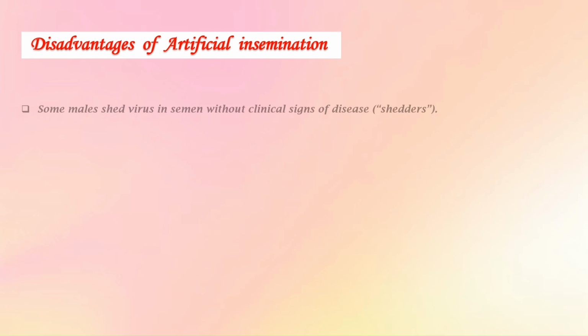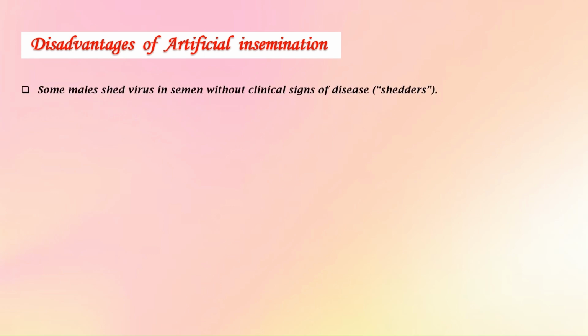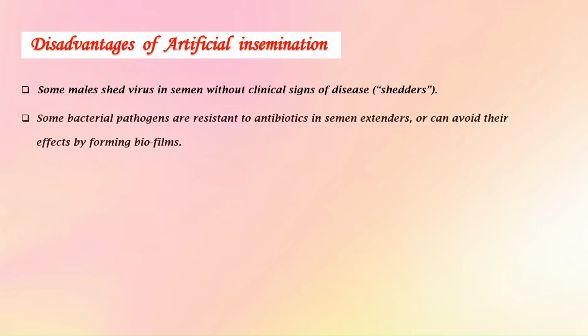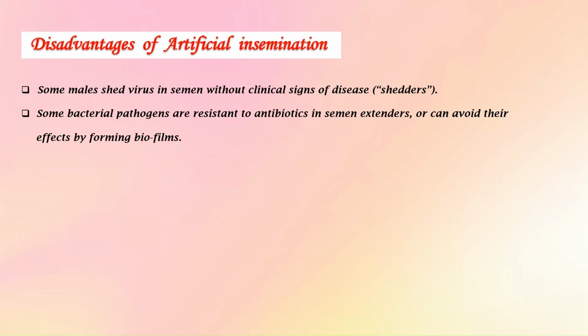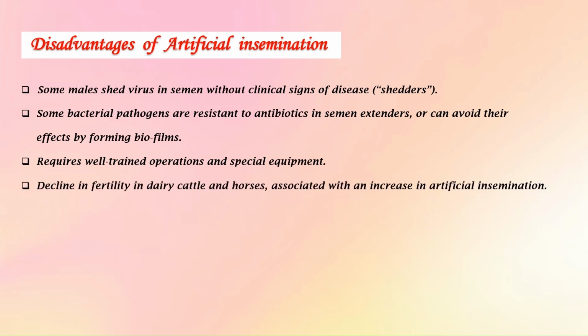Disadvantages of artificial insemination. Some males shed virus in semen without clinical signs of disease. Some bacterial pathogens are resistant to antibiotics in semen extenders or can avoid their effects by forming biofilms. Requires well-trained operations and special equipment. Decline in fertility in dairy cattle and horses, associated with an increase in artificial insemination.